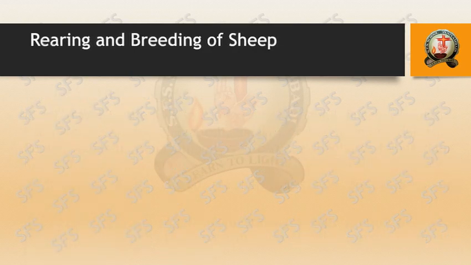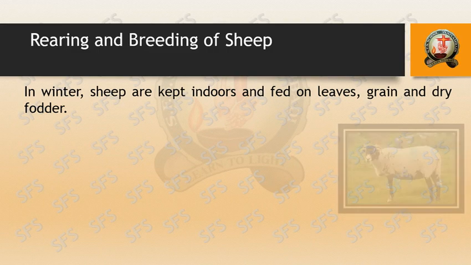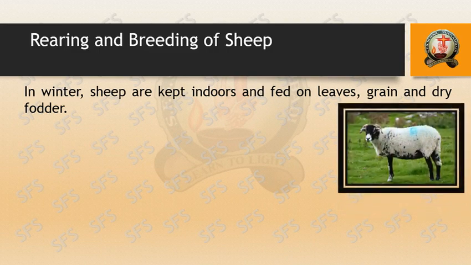Now, after that, as I told you already, in winter, sheep are kept indoors and fed on leaves, grain, and dry fodder. During winter season, it will be very difficult to take them outside for grazing in the park. So they keep the sheep indoors during winter or monsoon season, and they feed inside itself by providing leaves, grain, and dry fodder.